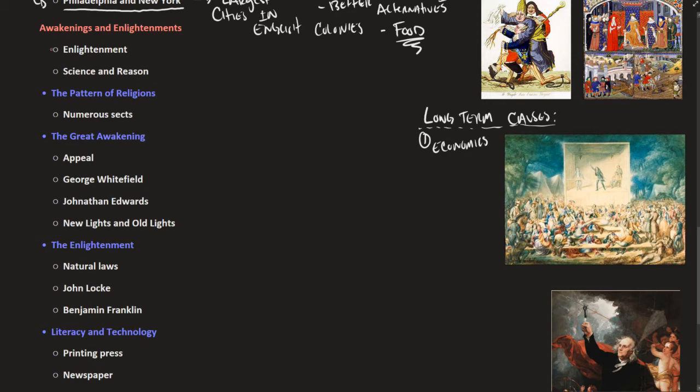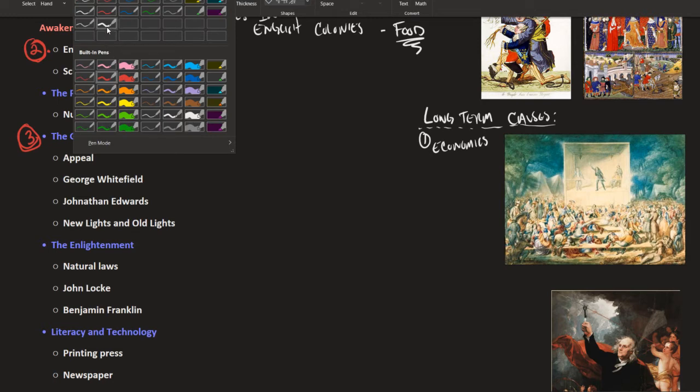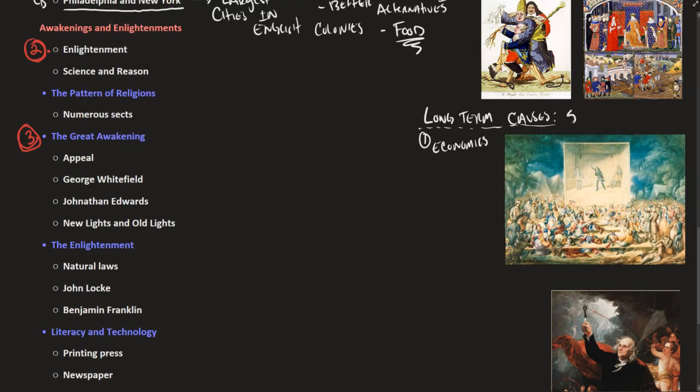colonists. The second long-term cause we'll identify as the Enlightenment. And the third long-term cause is the Great Awakening. And by long-term causes, we mean over the course of like 50 years, so maybe from 1700 till about 1776. This is just what's going on in the colonial world that is building resentment year after year after year, right?